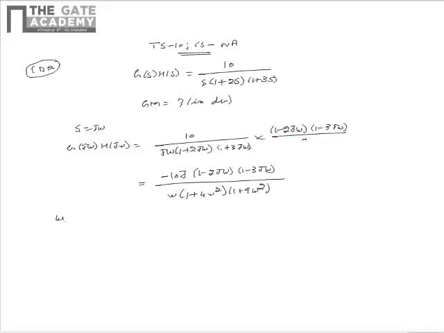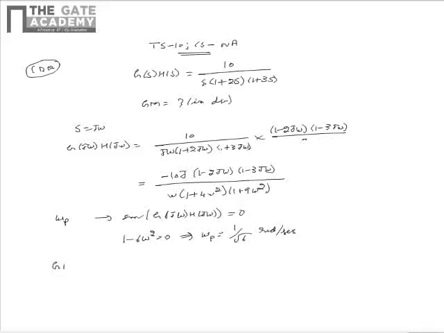And we can get the phase crossover frequency of the control system by equating the imaginary part of G(j omega) H(j omega) to 0. And upon doing the same, we see that 1 minus 6 omega square is equal to 0. That implies the phase crossover frequency is 1 by root 6 radians per second.